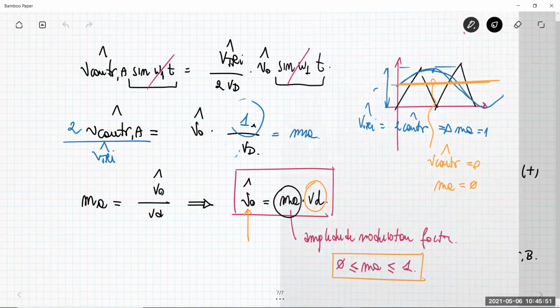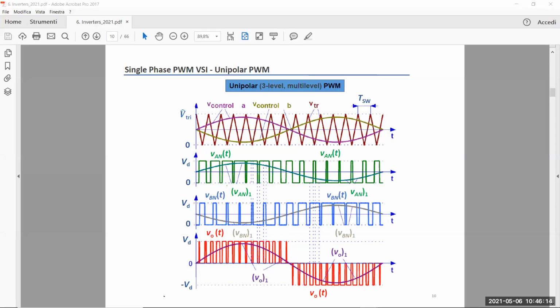Let me just share the slide, because in the slide there is a drawing which is much better than the standard drawing I can draw myself. You should see this page of the slide number 6 that you have.